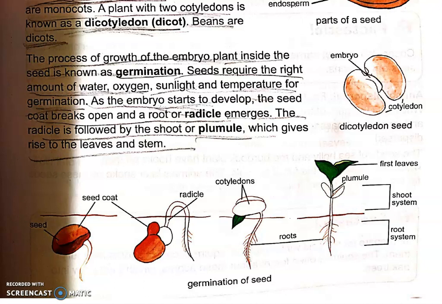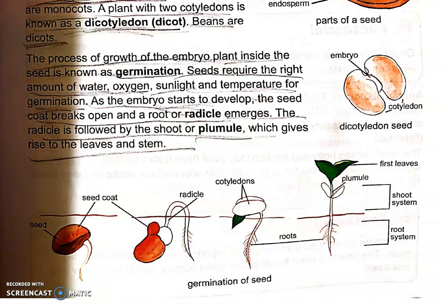So if you put a seed in the soil, and if you put it in a dark space, it will not grow because it needs sunlight. Similarly, if you do not give them water, then they cannot grow. So you need to give them proper temperature, proper sunlight, proper oxygen and proper water.